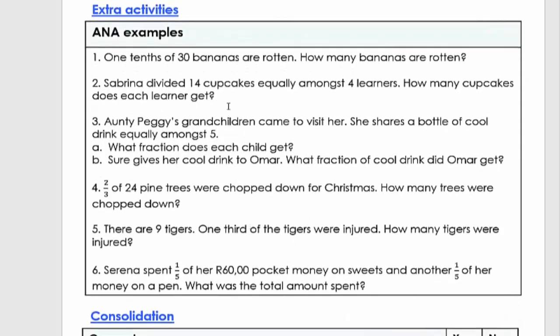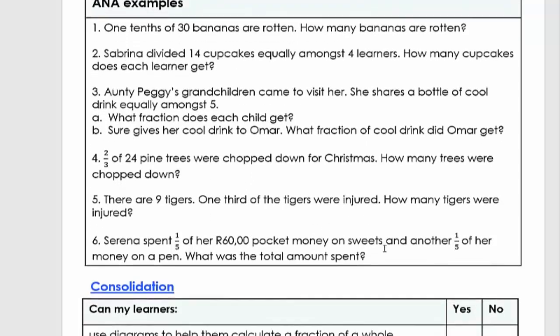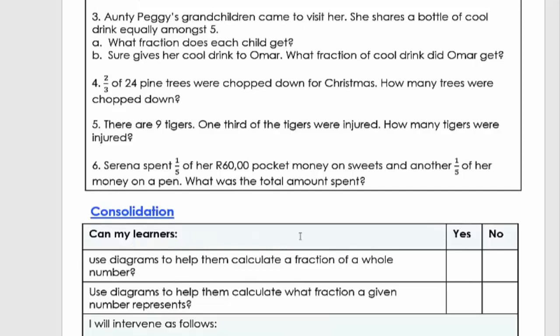I want you to pause, and I really want you all to try these 6 questions. Then we're going to come to the consolidation, and with the consolidation, if you got yes on all of them, you carry on to the next lesson. If you got some no's, you need to revise some of the questions, or contact us at SA Teacher.